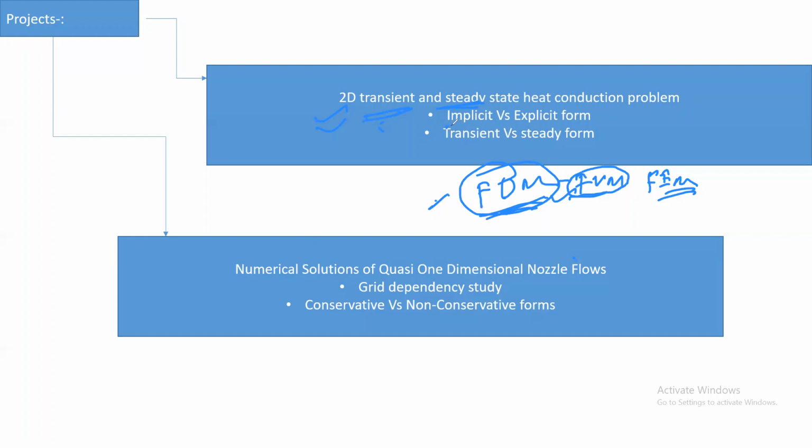And also I will show you how the implicit and explicit forms of the equation behave, and what the merits and demerits of the implicit and explicit forms are. Also between transient and steady state, we'll see in detail. You will do this project, and you will get your hands dirty by writing the code yourself using MATLAB.